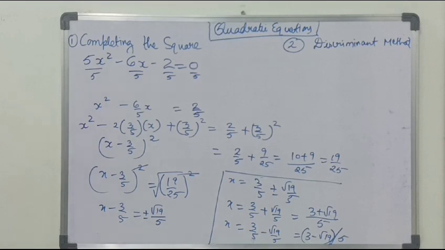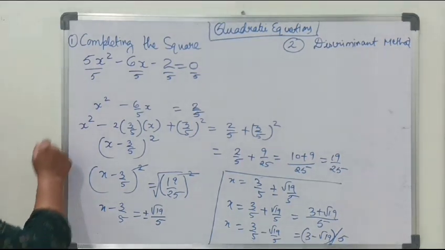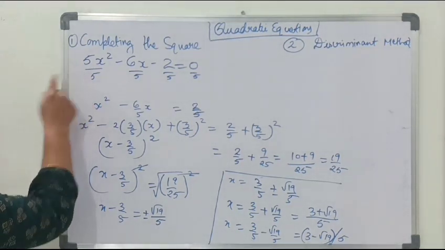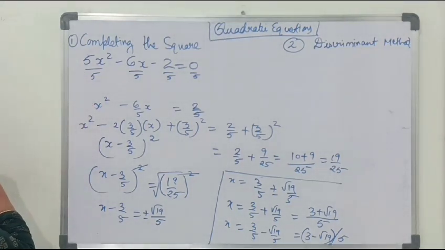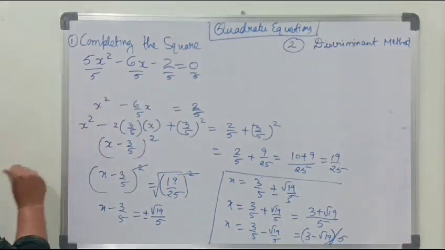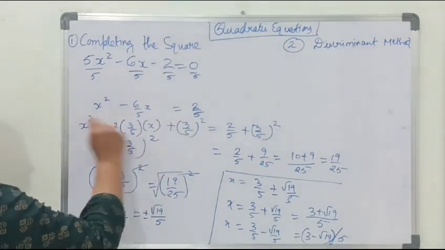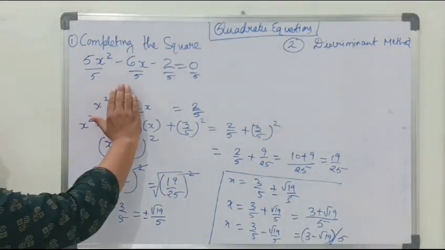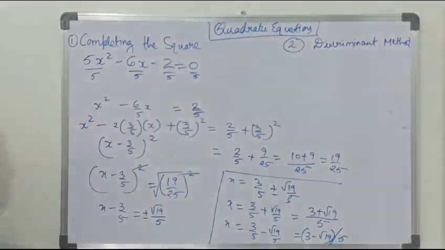We will be using the completing the square method or the discriminant method. In the completing the square method, we have to remove the coefficient of x square and make it 1. So I have divided all the values by the coefficient of x square. Then I will be getting this equation. After that, I have taken the constant term to the RHS. I am left with two terms, x square minus 6 by 5x.